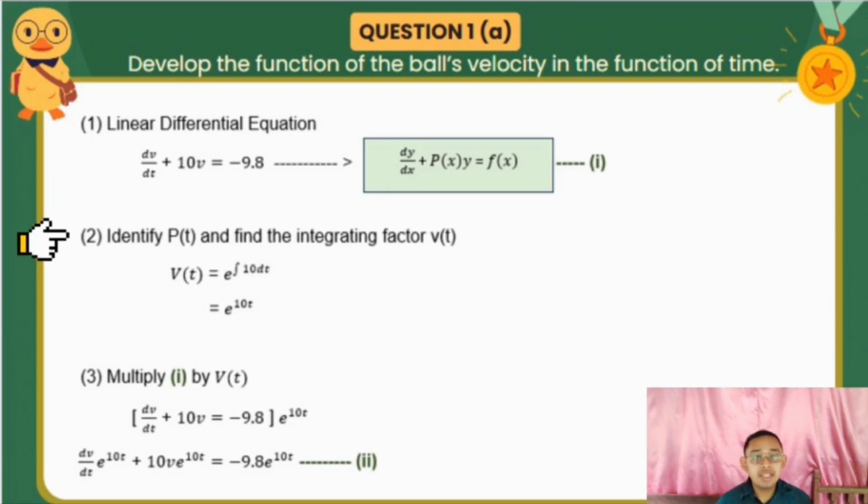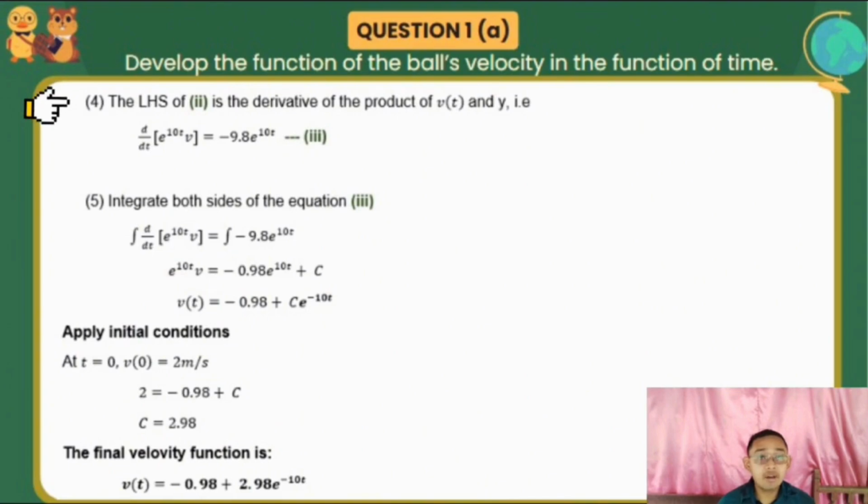Second, identify p(t) and find the integrating factor, and we get the integrating factor equals e to the 10t. Third, multiply the first equation by the integrating factor, and we get the second equation. Next, the left hand side of the second equation is a derivative of the product of the integrating factor and v. Let this be the third equation. Lastly, integrate both sides of the third equation, and we get v(t) equals negative 0.98 plus c e to the negative 10t.